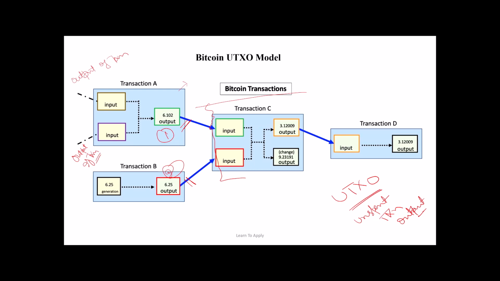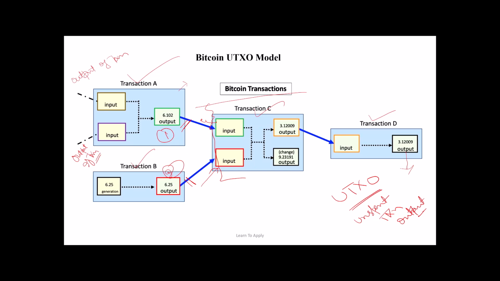These are UTXOs until we spend them. Now in transaction C we are spending them, because we are referring to those outputs as inputs. So we can't call them UTXOs now, because they have been spent. But what is the current UTXO here? If we look at all four transactions, A, B, C and D, look at this output. As per this diagram, we are not using this output as of now. So this is a UTXO, an unspent transaction output.